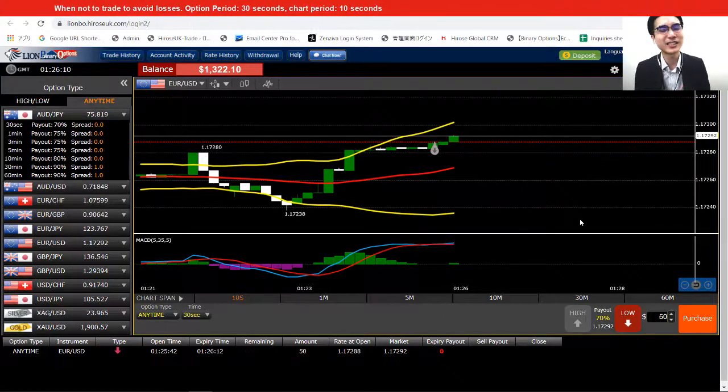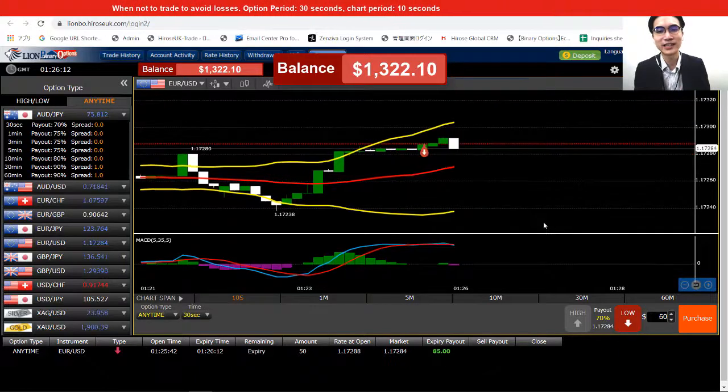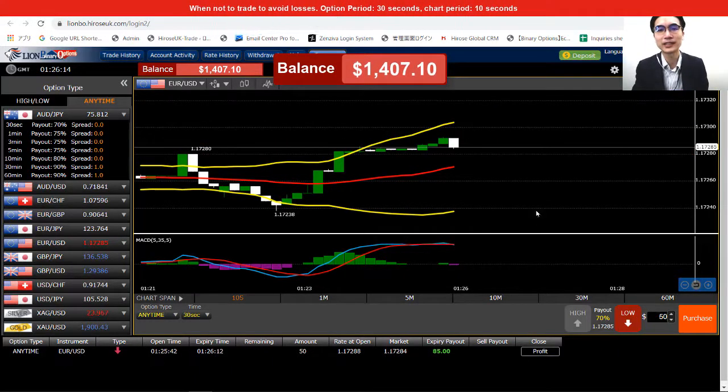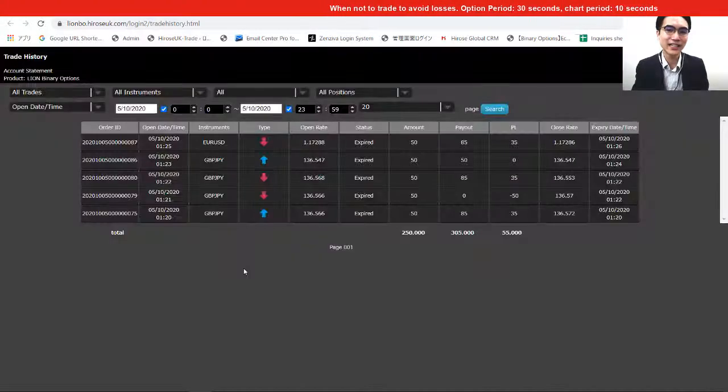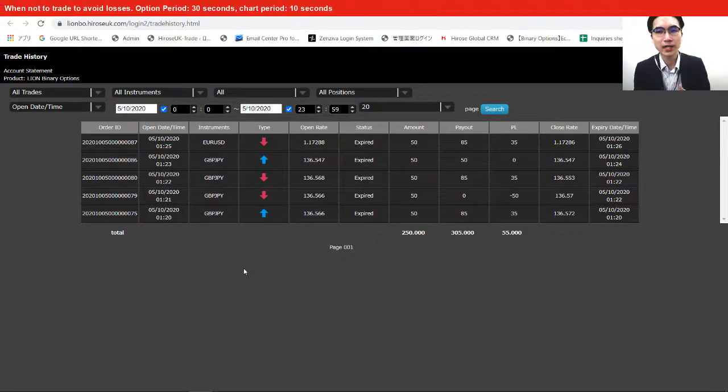So after this trade, I will just stop there. I will call it for a day, because the market is not ideal. Okay, I ended up in profit, but it was really close. So for today, I made 5 trades, and 3 ended in profit, 1 loss and 1 draw, and the total profit came to $55.